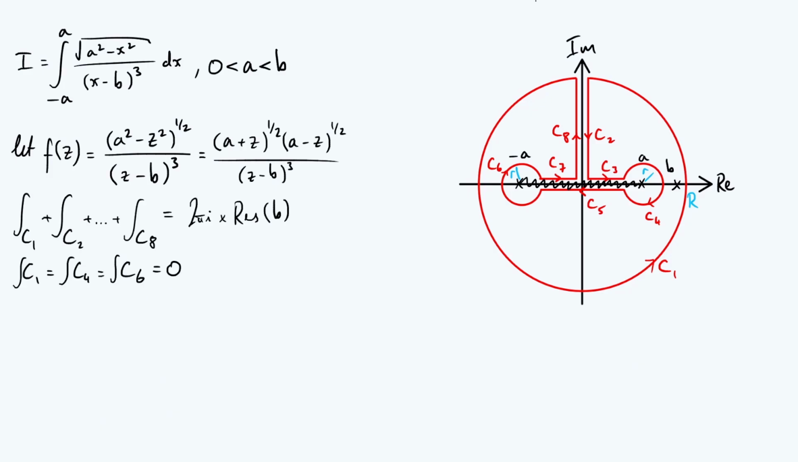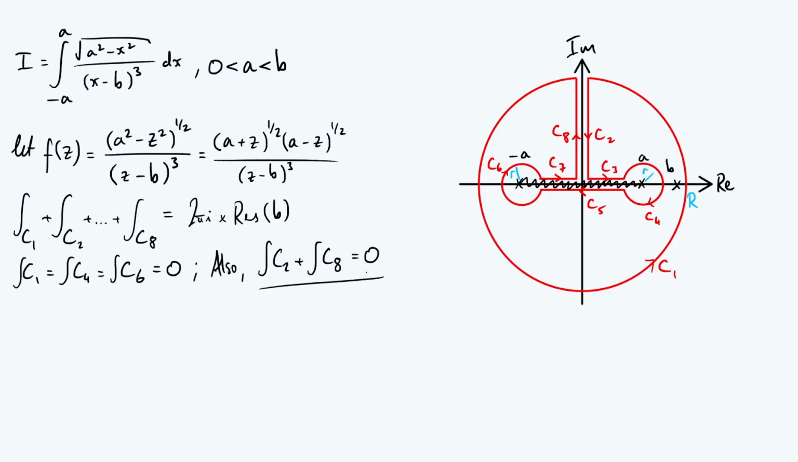So just to summarize, the key result that we've derived so far is that the contributions to our contour integral on the segments of the curve C1, C4, and C6 all go to 0 in the limit where the small circles become very small and the large circle becomes very large. I'm also going to add in the fact that the integral over C2 plus the integral over C8 is 0.